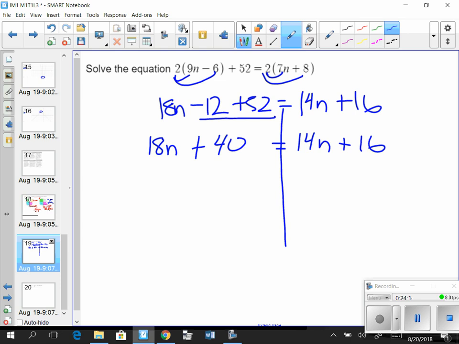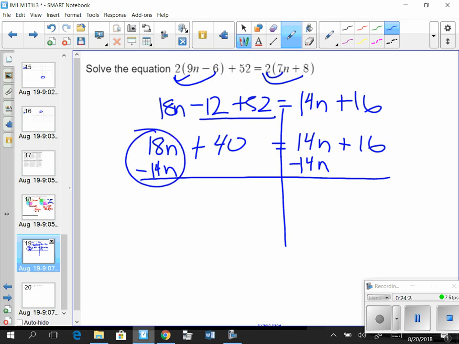Next, I notice I have n on both sides. I can either minus 18n from both sides or minus 14n. I'm choosing to minus 14n because I like to avoid negative numbers if possible. And I know 18 minus 14 is not going to give me a negative number. It's going to give me a positive 4n plus 40 equals 16.